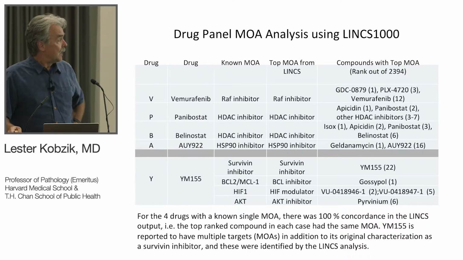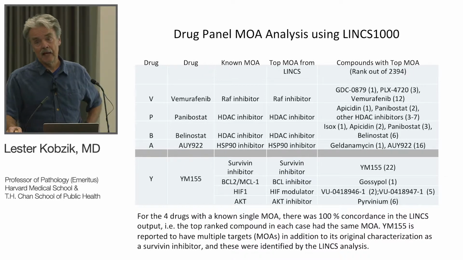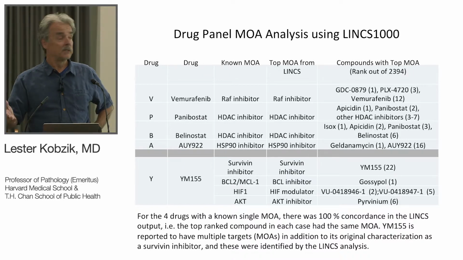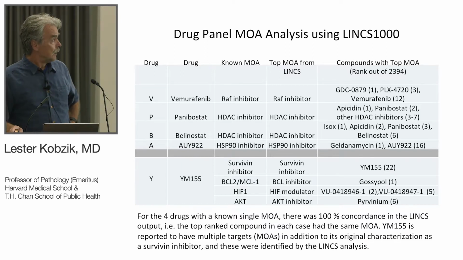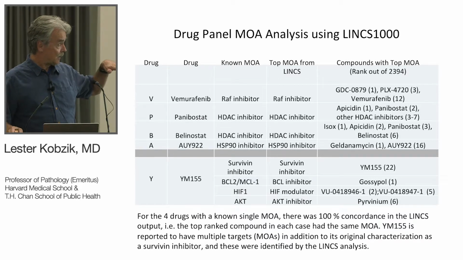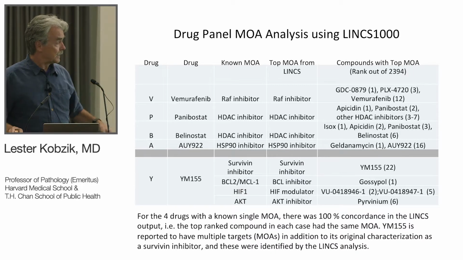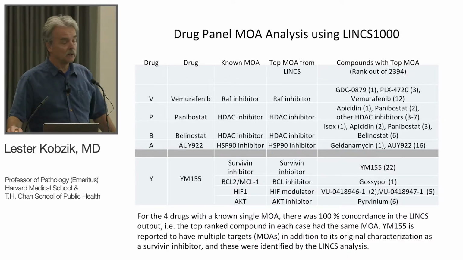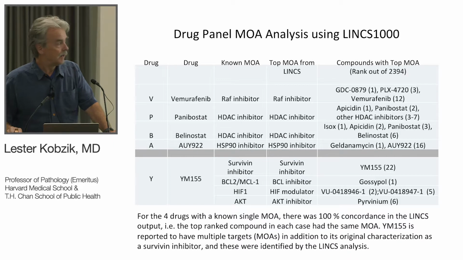P and B are panobinostat and belinostat, both of which are HDAC inhibitors. The top mechanism of action identified in this exercise was, in fact, an HDAC inhibitor. And you can see their ranking in the drugs: panobinostat and belinostat, for example, came in as number 3 and number 6 in similarity. But that's good enough to get you the mechanism of action, given the vagaries, the slight variability in gene expression that we all know about. A is AUY922, an HSP90 inhibitor. That mechanism of action was also identified.